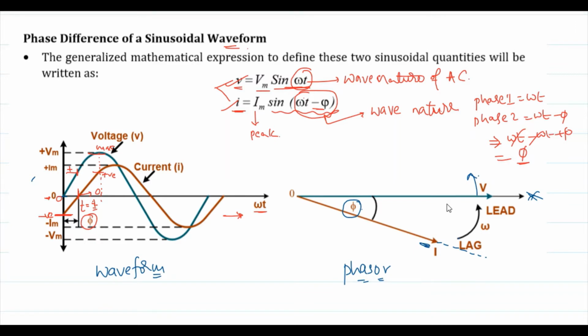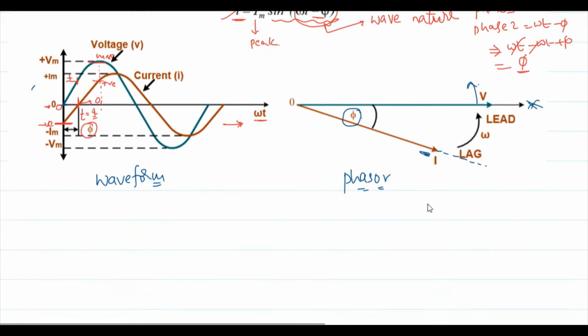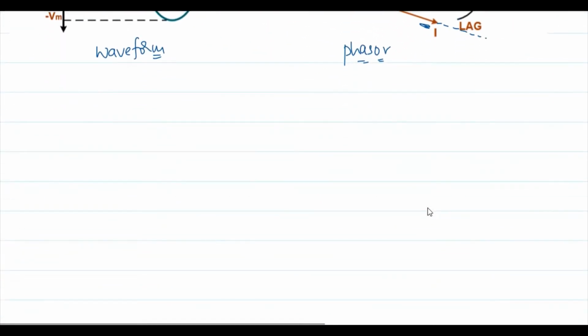Depending on the component used in the AC circuit, we need to decide whether the voltage is leading or the current is leading. That is what we are going to study here. Those are called single phase AC circuits.